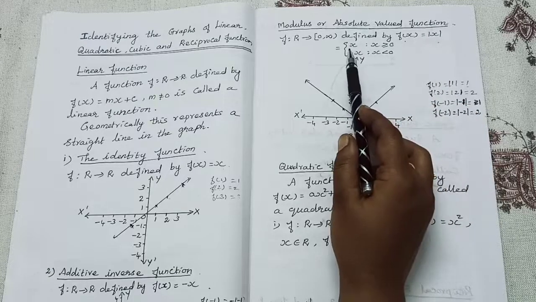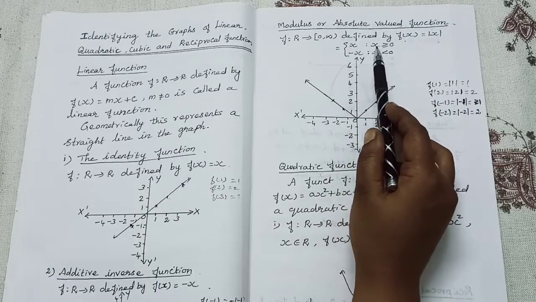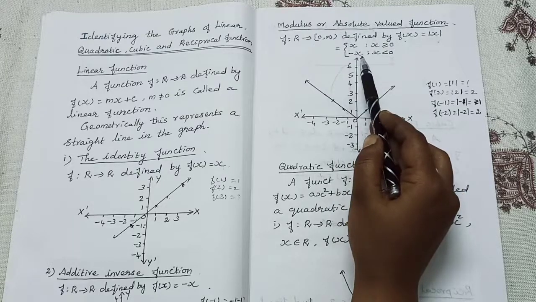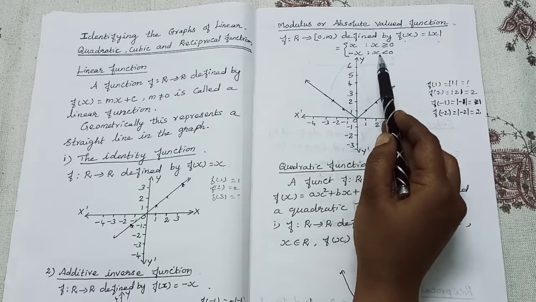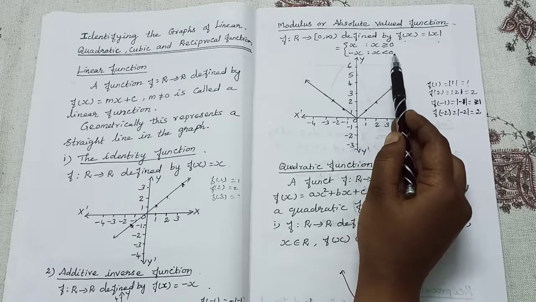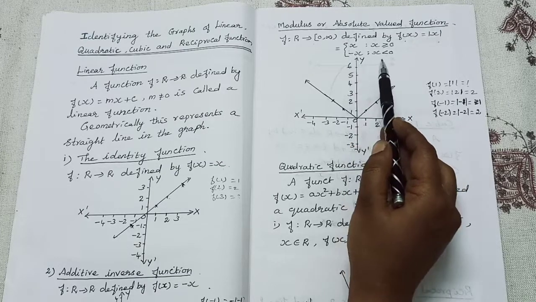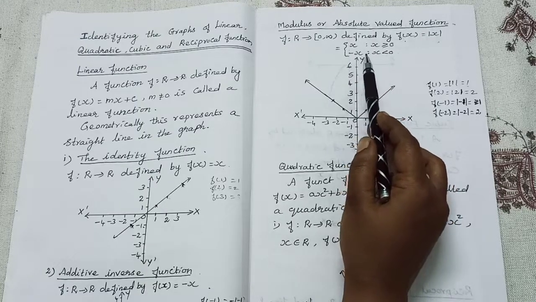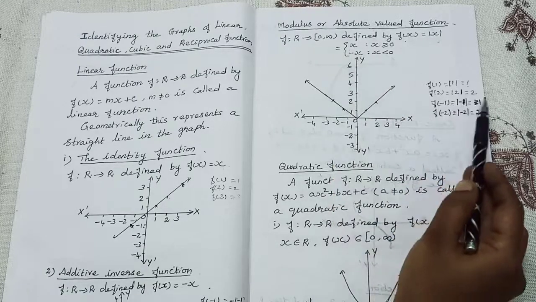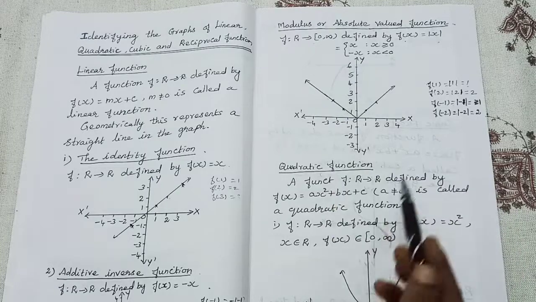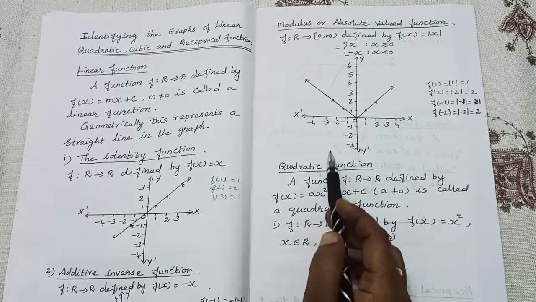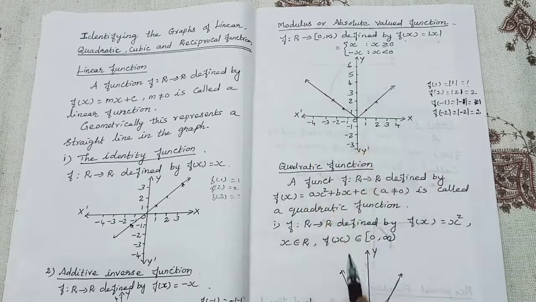Here x when x is greater than or equal to 0, and minus x when x is less than 0, these are the values we have to take. If you take 1, minus 1, minus 2, you will also get positive values only in the modulus function. Have you understood the modulus or absolute valued function?